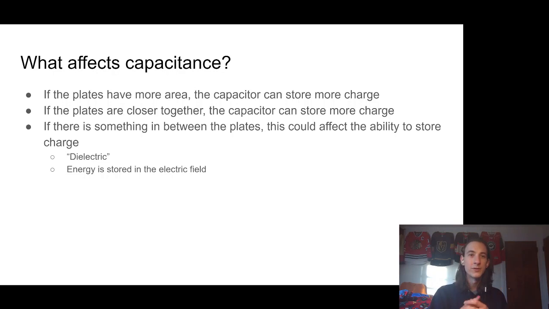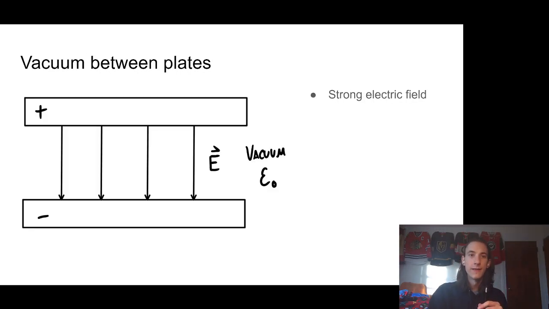If we put something between the plates, we're going to call this a dielectric. And one thing to know when we're thinking about energy stored in the electric field, and we'll look at this dielectric really quick. Typically we're going to say, let's just assume that we have a vacuum between the plates. So there's no air, there's nothing, it's just a vacuum.